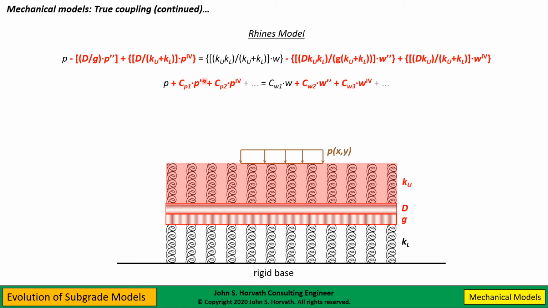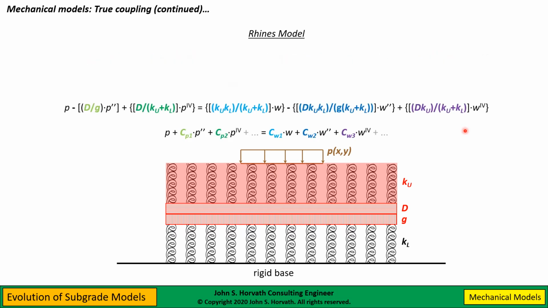As you can see, it added two terms on each side to the original Fuss-Winkler hypothesis. So this is the most advanced subgrade model I've ever seen to date. It has three terms on either side of the Poisson solution. And you see the correlation between parameters here.